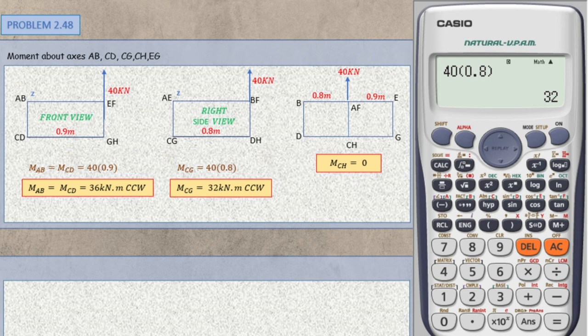How about EG? As you can see, our axis EG is parallel to our 40 kilonewton force. How can I say that this one is parallel? Unlike here, for example, looking back at CG, this axis is perpendicular to our 40 kilonewton force. But this one, our line EG, is parallel to our 40 kilonewton force. Therefore, our moment about axis EG is equal to zero. So this is our problem 2.48.